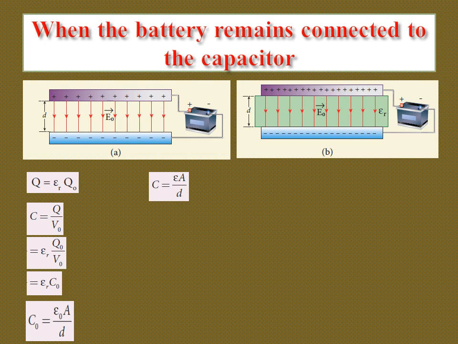Now, the energy stored in the capacitor before the insertion of the dielectric is given as U naught equal to half C naught V naught squared. This derivation also we have seen earlier.